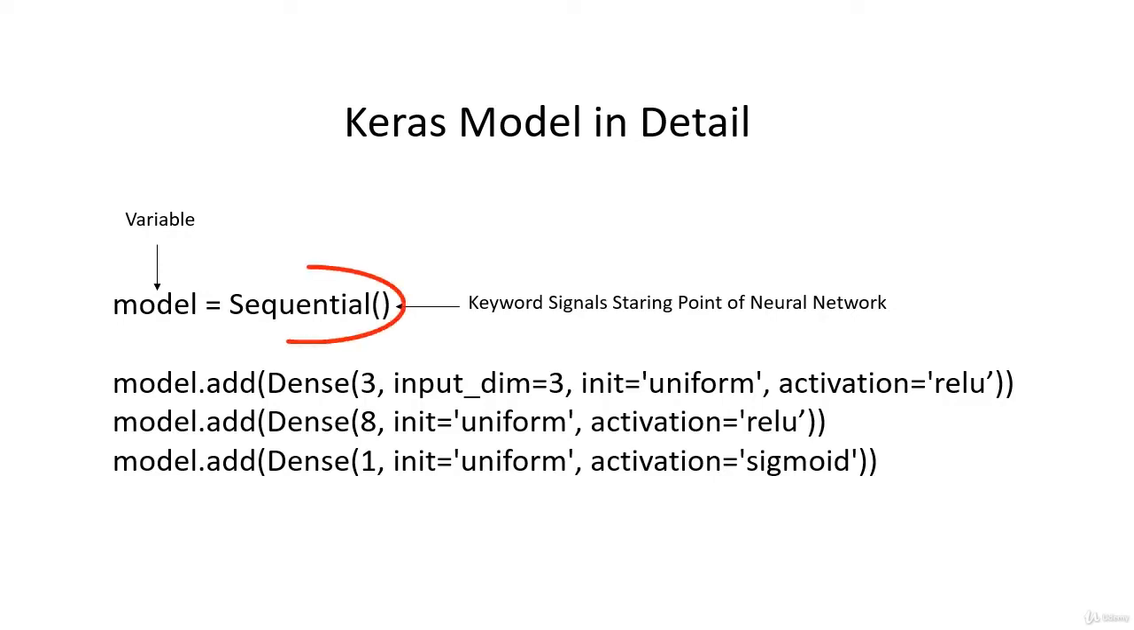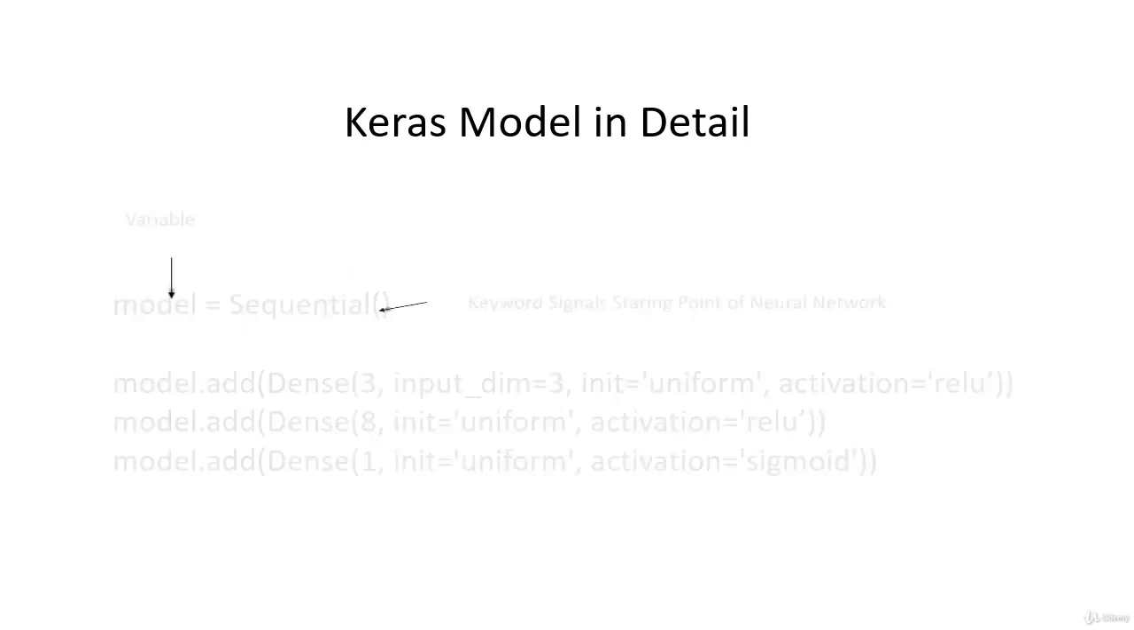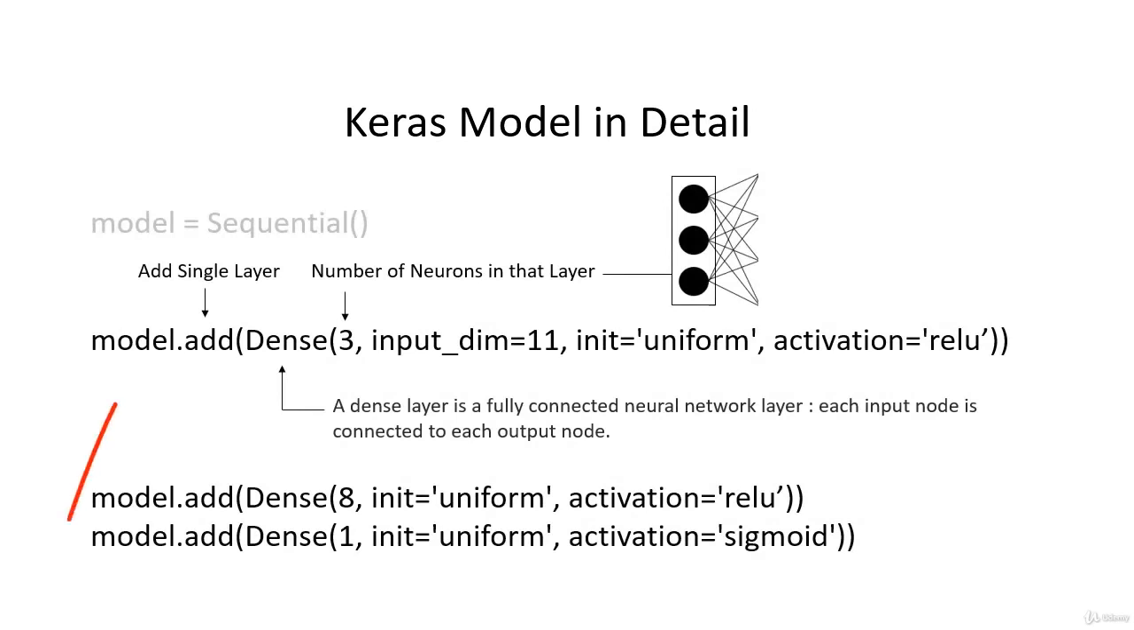The word sequential is a keyword. It tells Python, everything I write after this keyword is going to be my neural network. Think of the word sequential as a container for your model. All right, let's move on to the first layer.